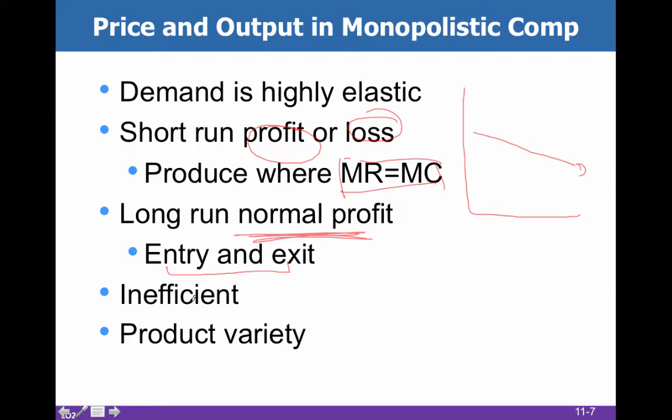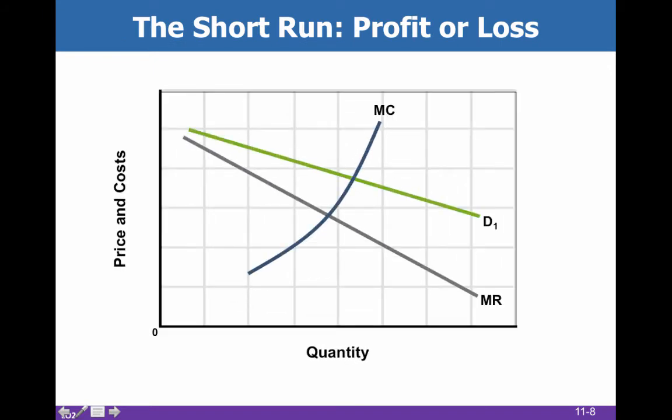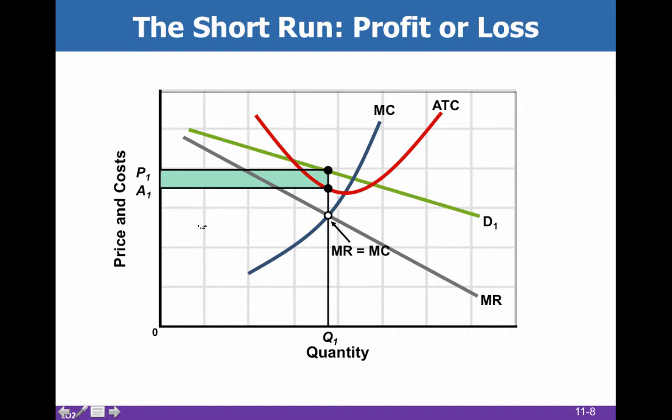We're going to be neither productively nor allocatively efficient, but the best part about this is product variety. We like having lots and lots of different choices, and monopolistic competition gives us all those choices. So here's our graph, our gently downsloping demand curve, more steeply sloped marginal revenue curve, and our typical average total cost.